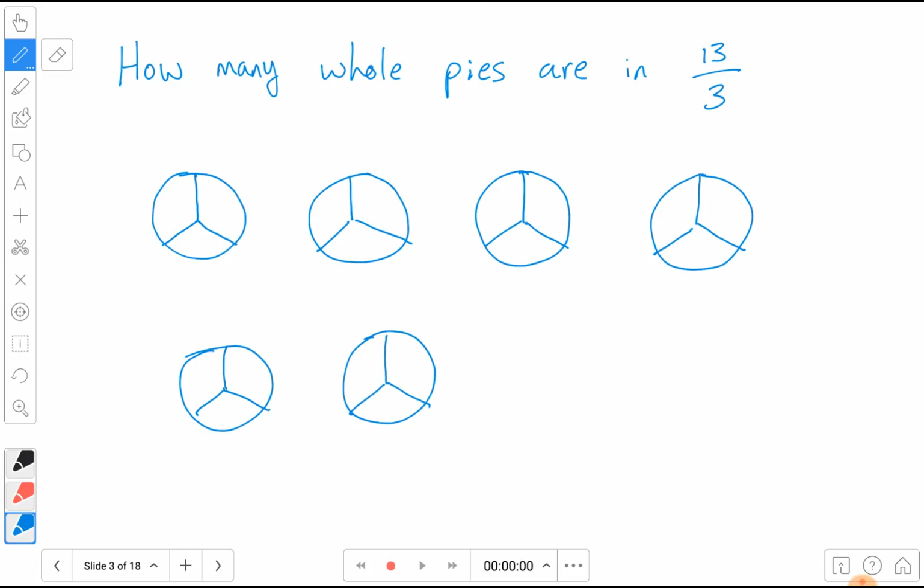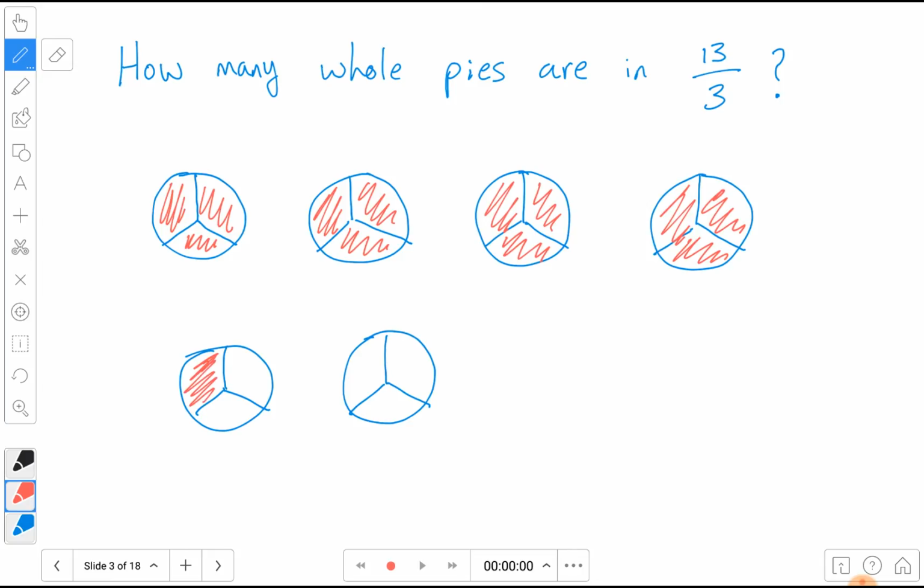There we go. Okay, so now we have a bunch of pies. They're all split up into 3, and we're saying how many whole pies are in 13/3? Okay, this is our question. All right, so we're going to have to shade this in. We're going to have to shade in 13 pieces, right? That's the numerator. So here we go. 1, 2, 3, 4, 5, 6, 7, 8, 9, 10, 11, 12, 13.